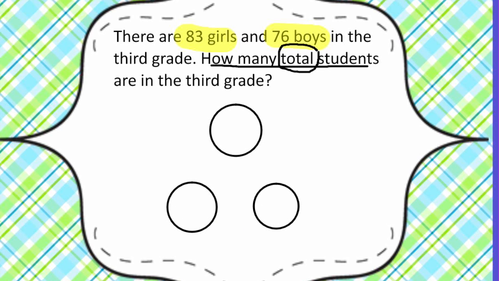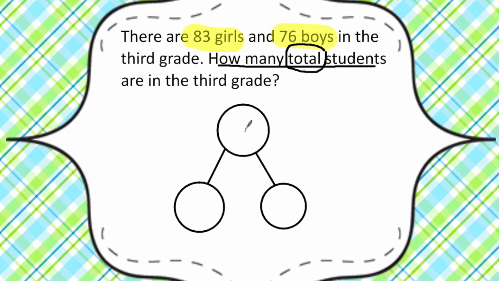The 83 girls and 76 boys, those are my parts, so I know that I have two parts. So when I draw my number bond, I want to make sure that I have two parts. And then of course I have my total at the top. My total I don't know, that's what I'm looking for, so I could put a question mark here, I could put a blank, I could write the word total. And then down here at the bottom, I want to write my two parts.